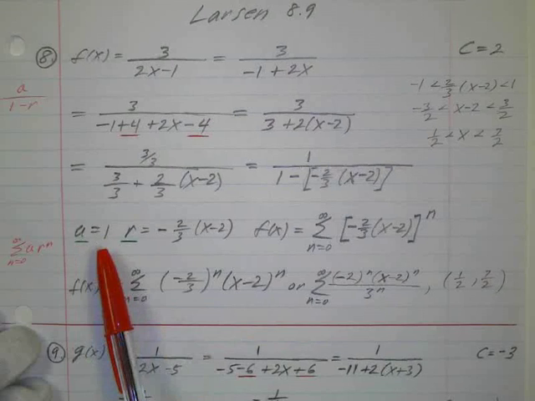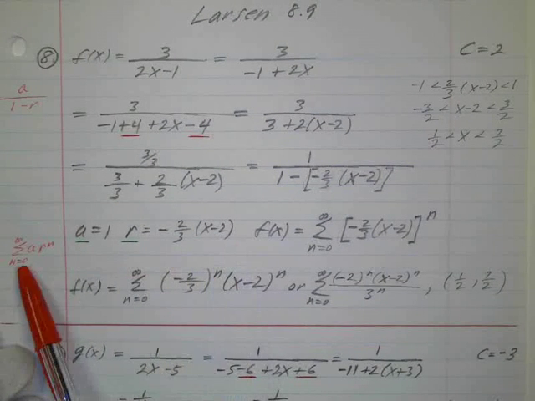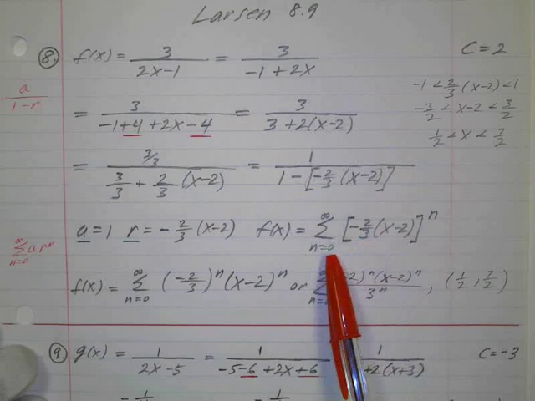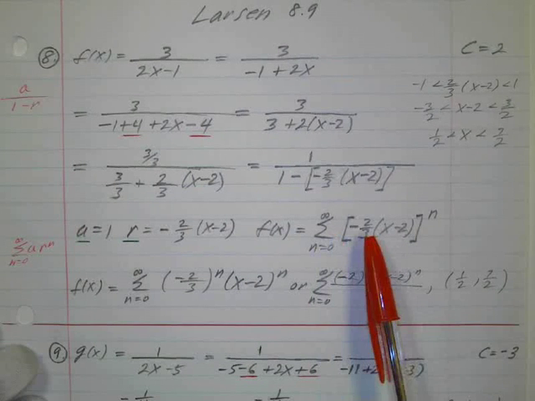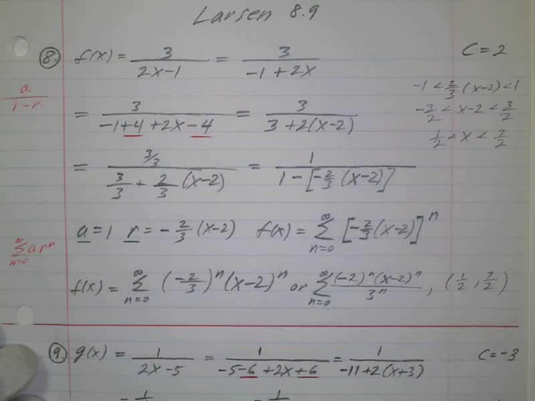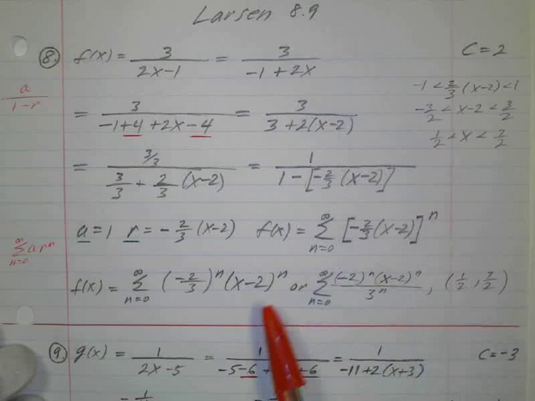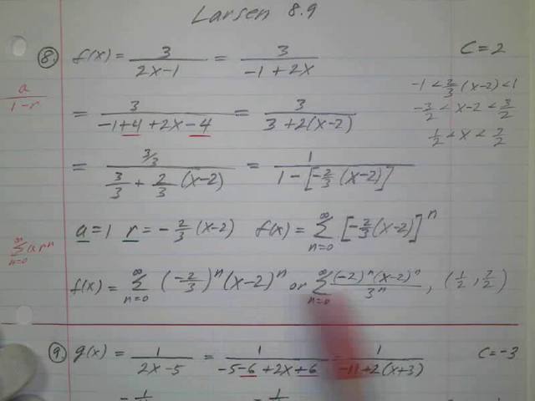So again, we've identified a is 1 and r is negative 2/3 x minus 2. So we know the summation, the way we can write this out, f of x can be written as the summation from n equals 0 to infinity of 1, that's my a, and then r to the n. And then we can simplify this a little bit. We can raise the negative 2/3 to the n and the x minus 2 to the n. And if we want, we can write it like negative 2 to the n and 3 to the n on the bottom, and then this.